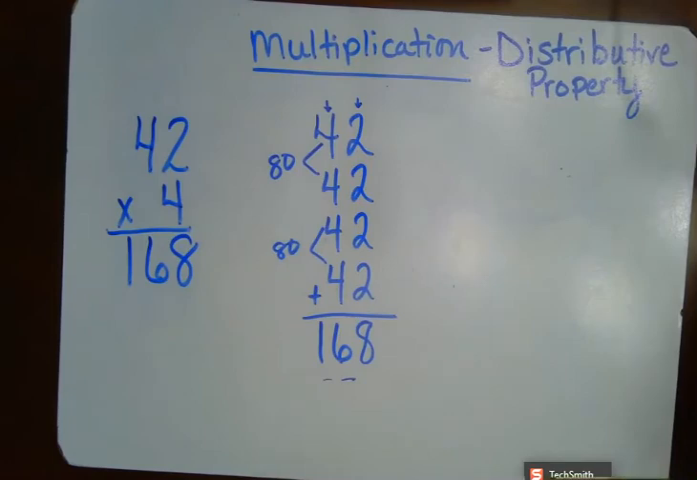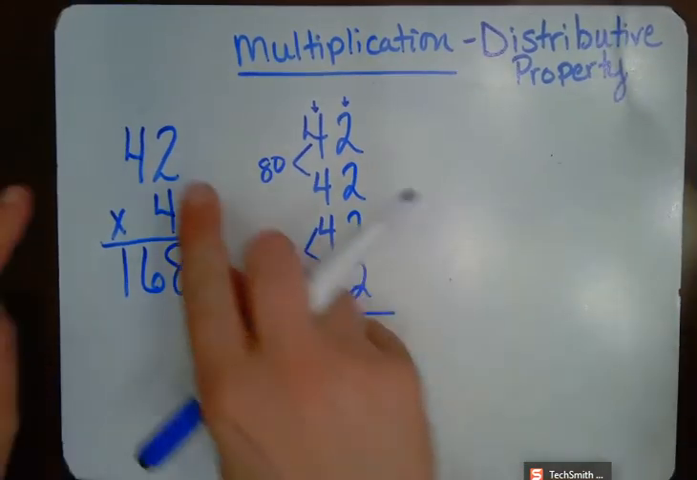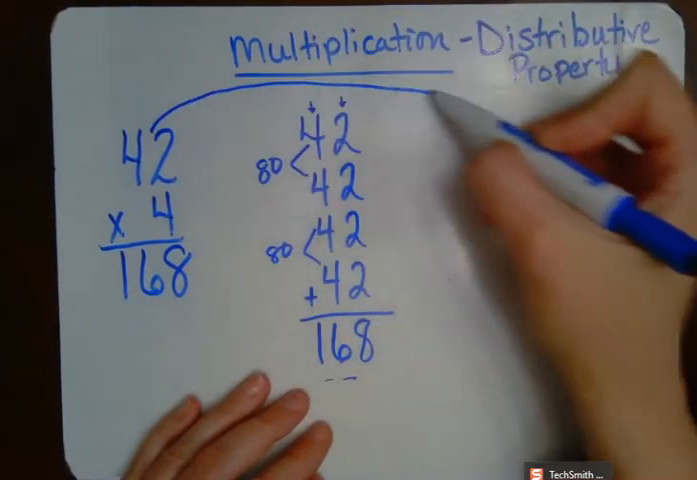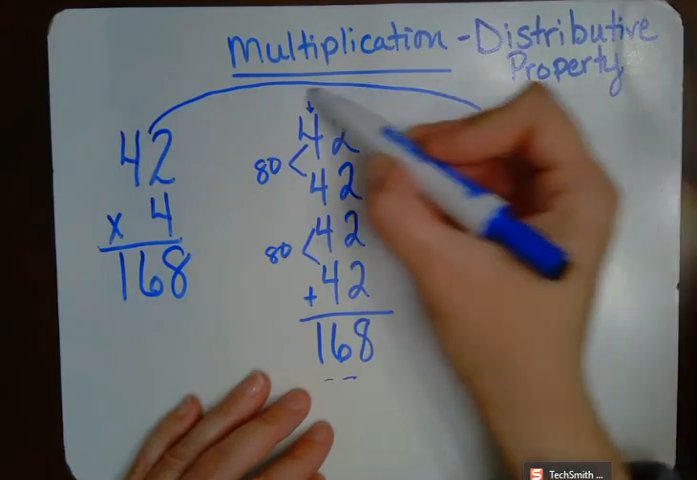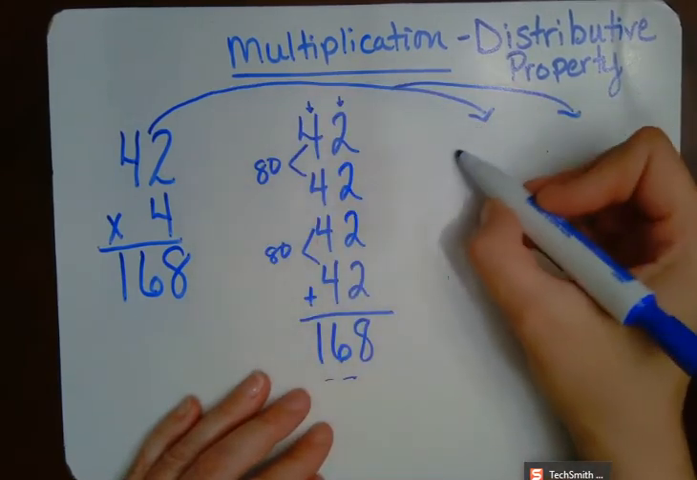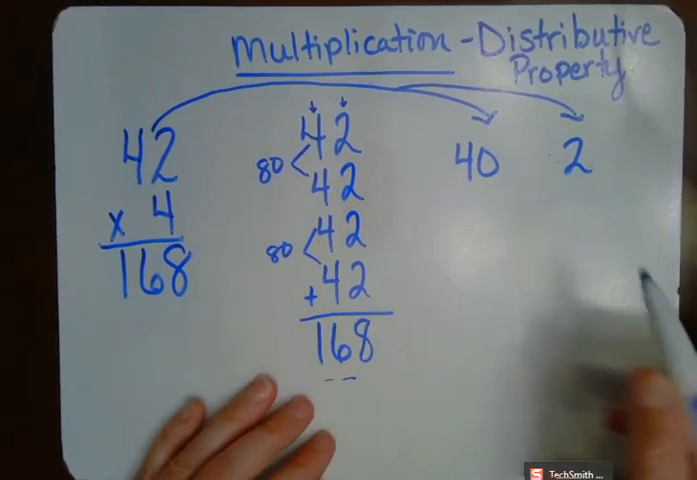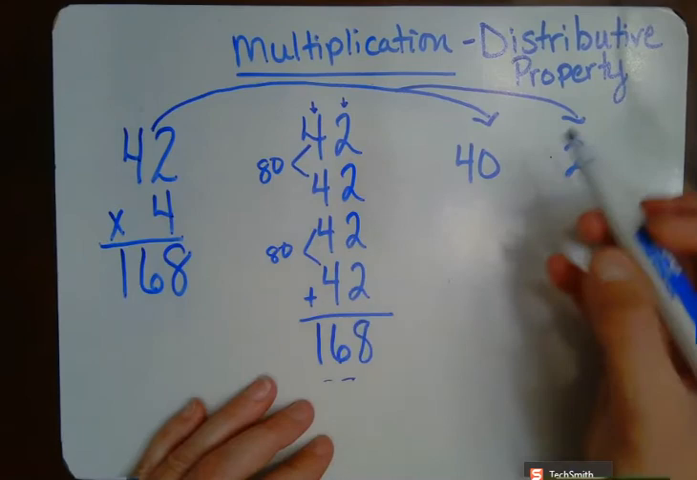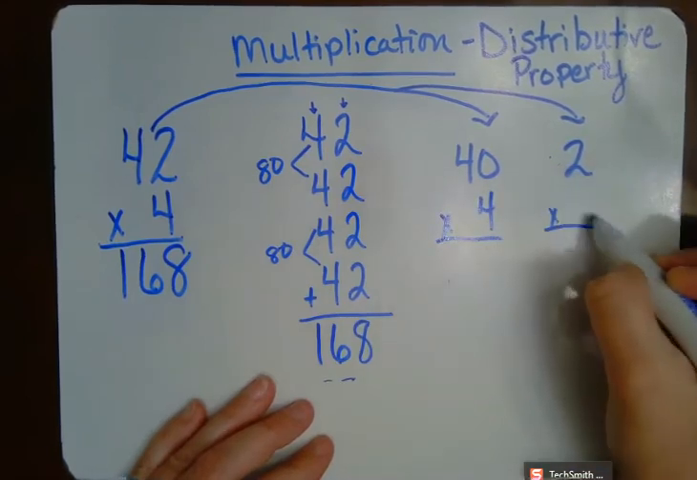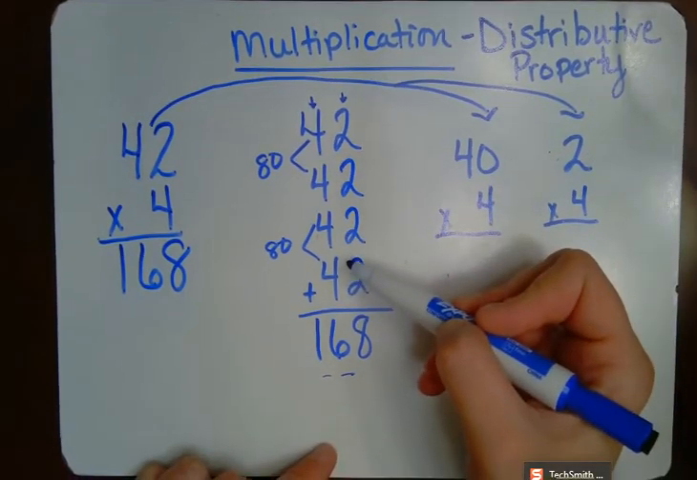Another way to do this is to pull those numbers apart and distribute them differently. So rather than keeping them all together, let's distribute the numbers. And what I mean is we're going to take 42 and break it into 40 and 2. We're going to keep that second factor the same, the 4. We're going to multiply them each times 4. Again, it's the same thing we did here with the addition.